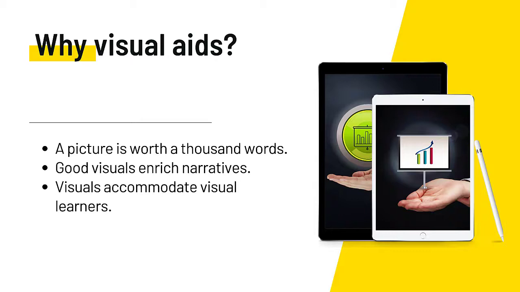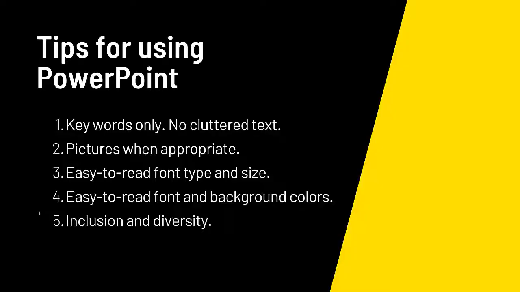But how can we use visuals effectively, especially PowerPoint, which is the go-to tool for many of us? Some of the key tips include the following. Use only keywords or phrases on the slides and avoid cluttered text. If pictures work better than text, use pictures. Use font type and size that are easy to read. Use font and background color schemes that are easy to read, and consider inclusion and diversity when choosing images and video clips. These simple tips will help you avoid death by PowerPoint and create visuals that are inclusive and useful for the audience.